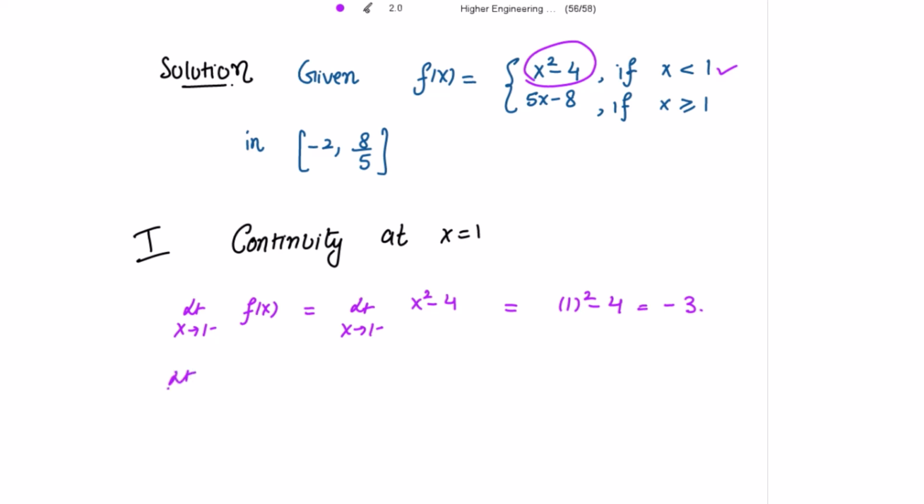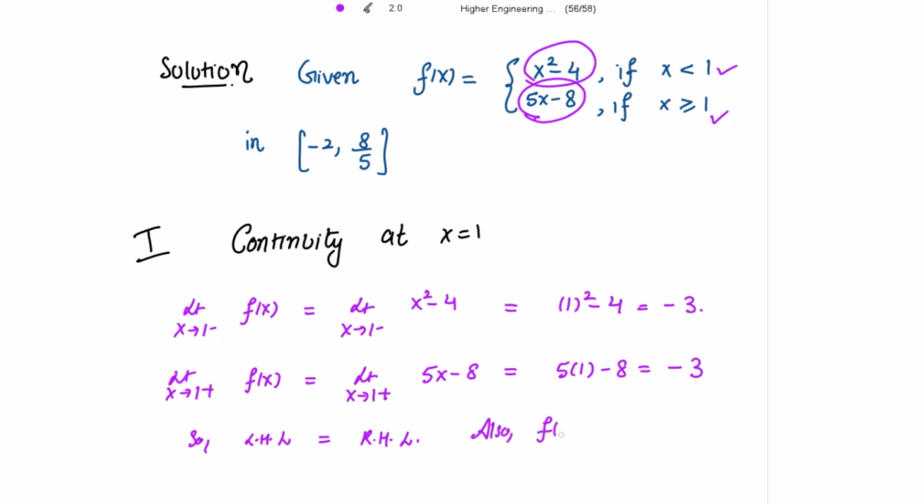And now finding the right-hand limit of f(x). This is equal to limit x tends to 1 positive. For the values of x strictly greater than 1, we are taking this function. So when putting the limit, we get 5 into 1 minus 8, so that is also equal to −3. So the left-hand limit is equal to the right-hand limit.